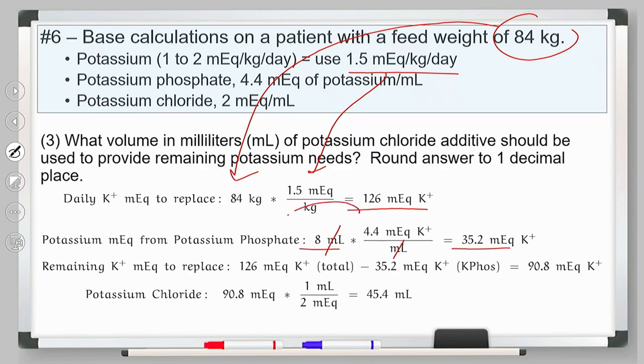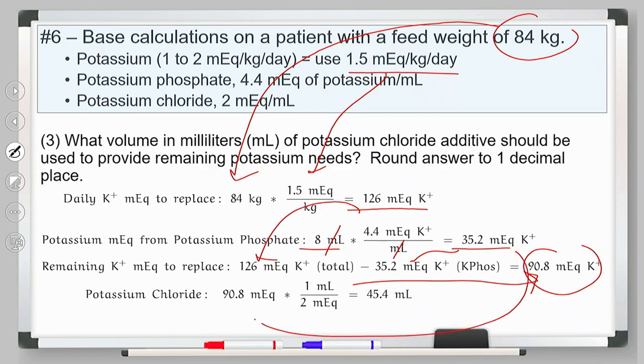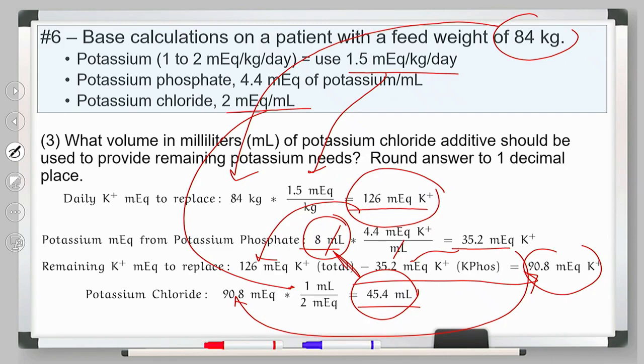So I take my total minus that, and the difference here is the amount that I need from the potassium chloride. So this is the amount of the potassium chloride that I'm going to use here at 2 milliequivalents per mL. Divide that by 2, and that gives me the volume of the potassium chloride. So do you see the relationship between potassium chloride and the volume of the potassium phosphate? These two volumes have to total that amount of potassium. So it's the two together that add the total amount of potassium, okay?